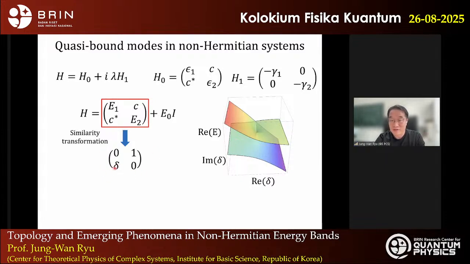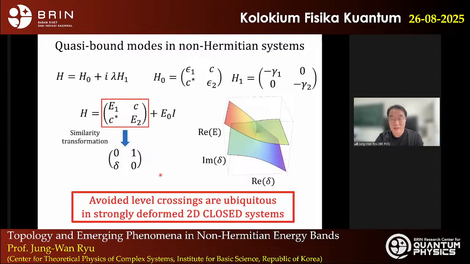In this form, the delta equals 0 case is the exceptional point, and we use two system parameters, the real part of delta and the imaginary part of delta. So this is a very normal form, and from this slide on, I use this form when I explain exceptional points.